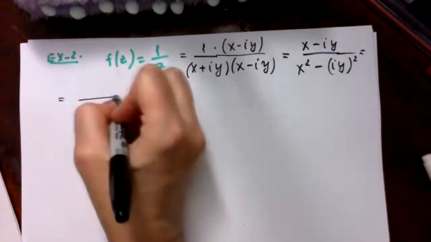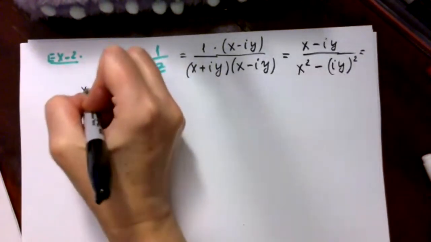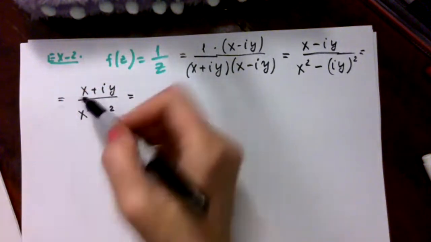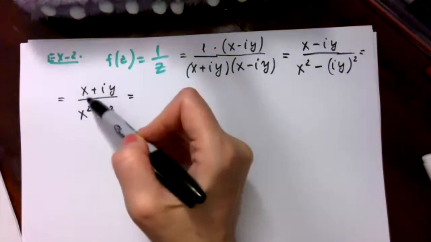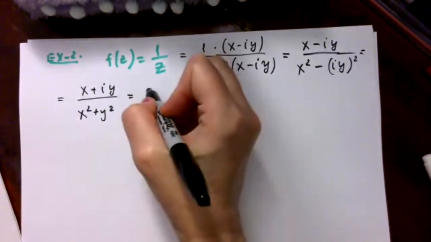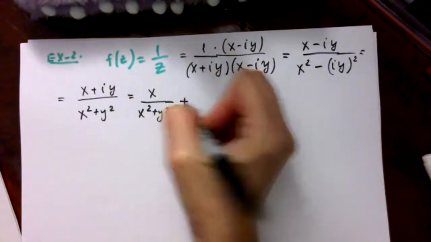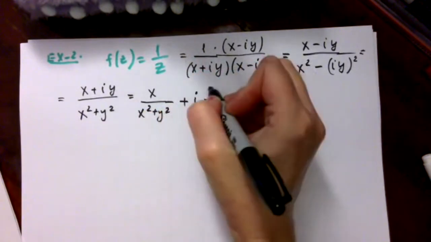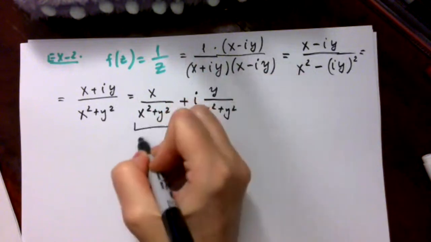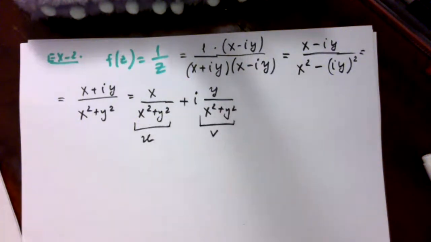And the denominator turns into x squared plus y squared. And I'm just rewriting the numerator. Now all that is left for us to do is just to make this division. x gets divided by the denominator, plus i gets divided by the same expression. x divided by x squared plus y squared, plus, or maybe I'll pull out i here, it looks more beautiful. And that's it. So this is our u, the real part of our function, and this is our v.